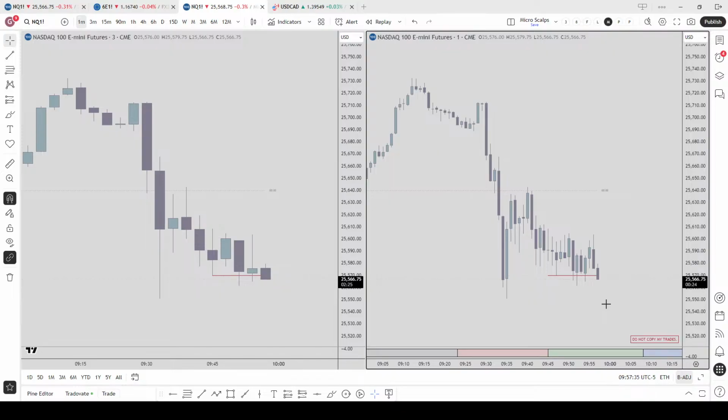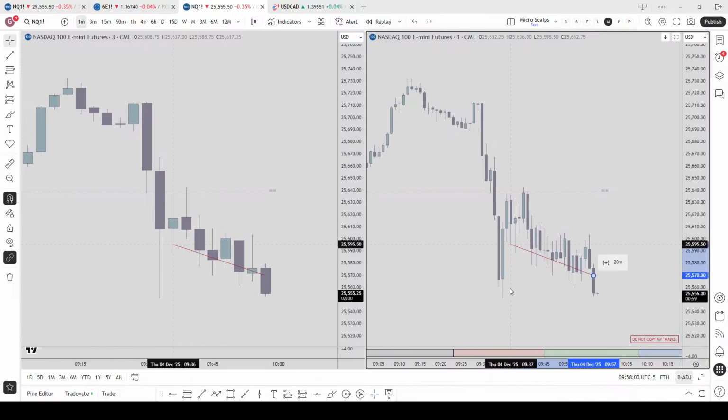What I would really prefer to see is that we run out this low before retracing higher, because this low right here is considered external liquidity for now on this time frame. Okay, that's gonna pull the line there.